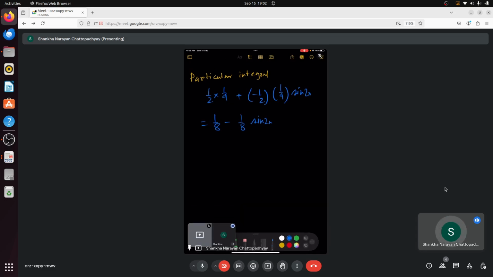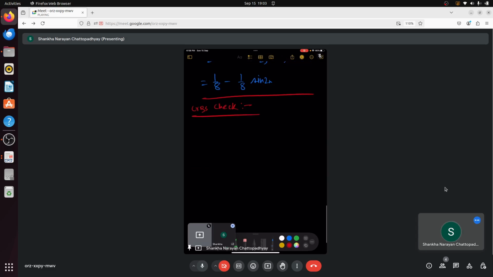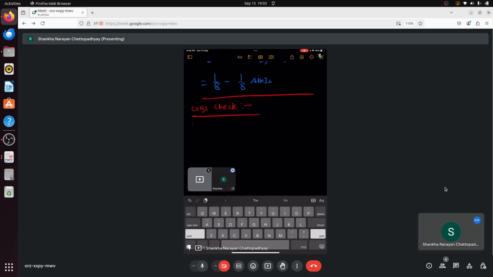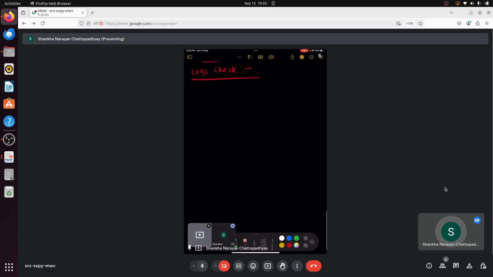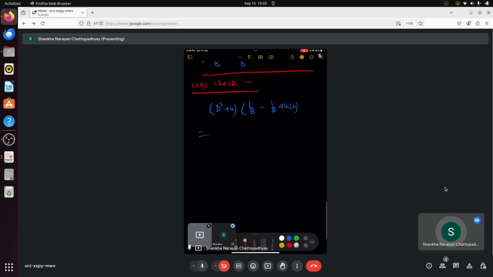You can always cross check it. See how to cross check? So you have this, you operate the original operator, d square plus 4, on 1 minus x by 8. You operate the original operator.